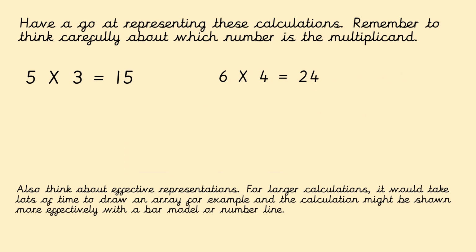Have a go now representing these calculations. Think really carefully about which number is the multiplicand. Whilst showing the commutativity is really useful, and we're going to come on to that next week, it's also really important that we think about how we're representing the calculations shown. Also think about the most effective representation. For larger calculations, you might want to do a bar model or a number line. Showing an array, lots of dots, is quite time consuming when our calculations get larger. Pause the video here and have a go.